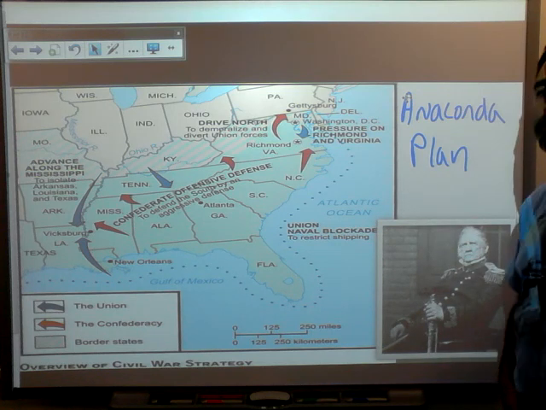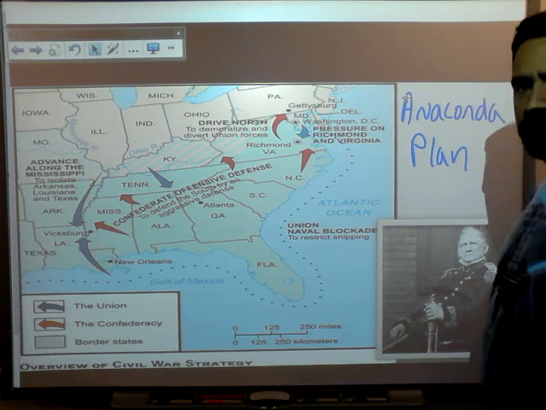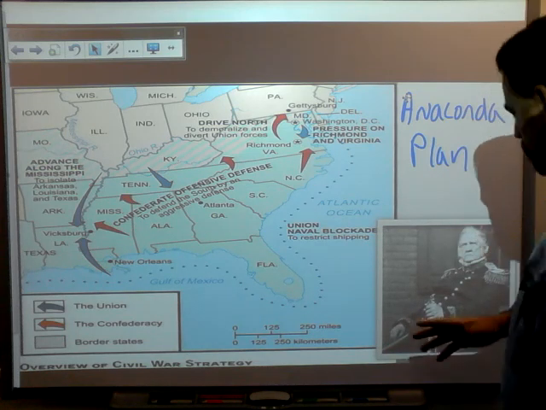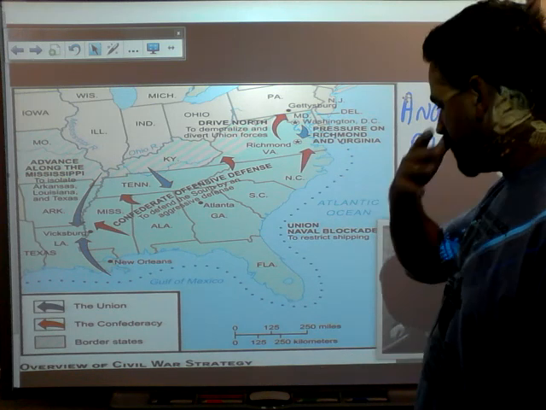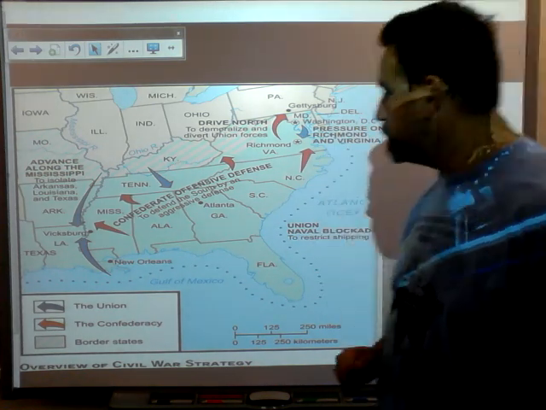Remember him from the Mexican-American War? Well, he's still alive. He's old, but he's still around, and he's not going to be doing any of the battling. But he drew up this plan and decided this was a really great way to choke the Confederacy out.